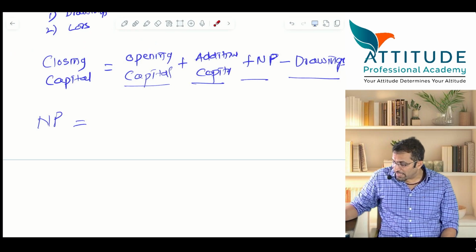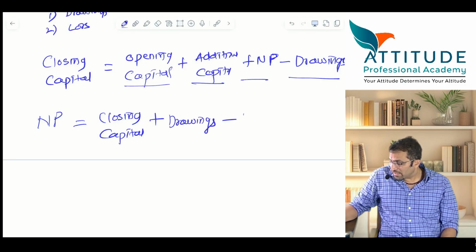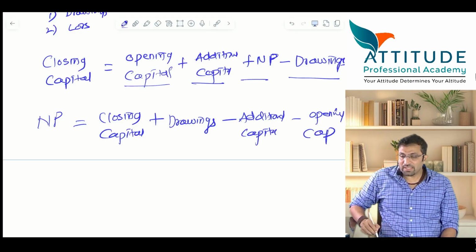So tell me, net profit is equal to closing capital, plus drawings, minus additional capital, minus opening capital is the net profit.